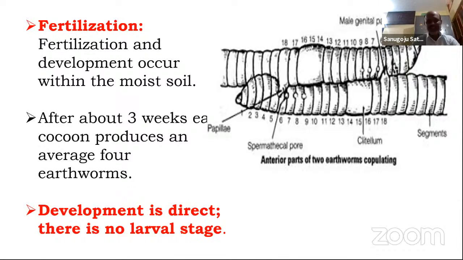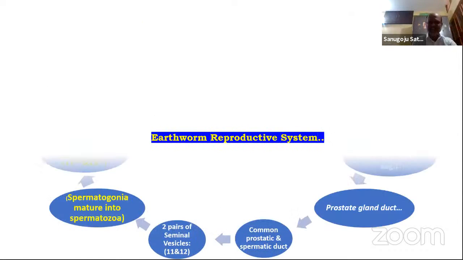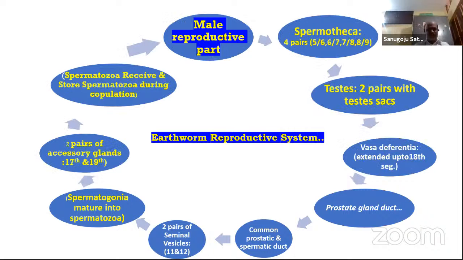Indirect development is via a larva. Direct development is nothing but no larval stage is seen in the life cycle. We just have to recap it once again.